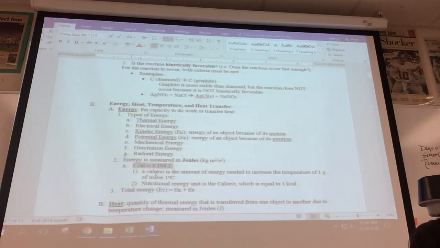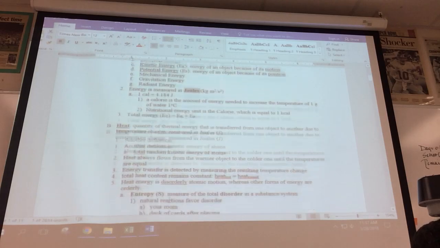As he said, a calorie is the amount of energy needed to increase the temperature of 1 gram of water 1 degree Celsius, and nutritional energy has a unit of capital C Calorie, which is really 1 kilocalorie, because 1 kilocalorie is 1,000 little calories, etc. Total energy is the sum of the energies, both kinetic and potential. Energy is the capacity to do work. The energy unit is joule.